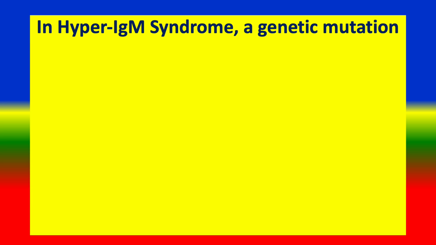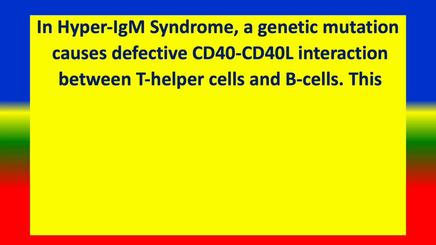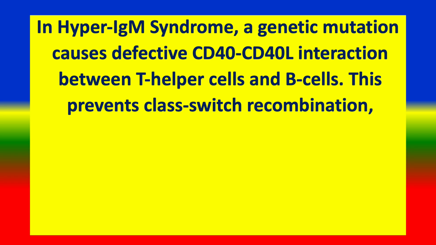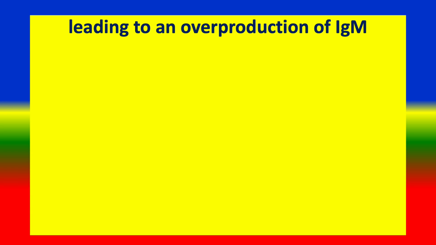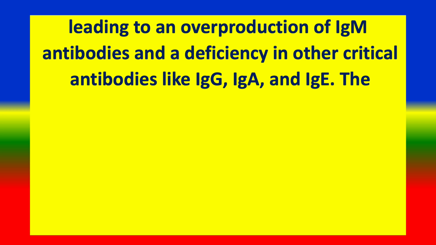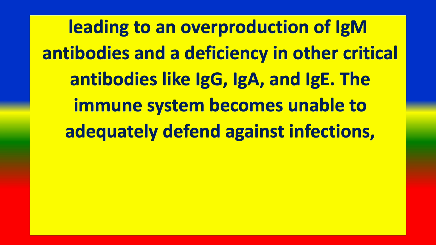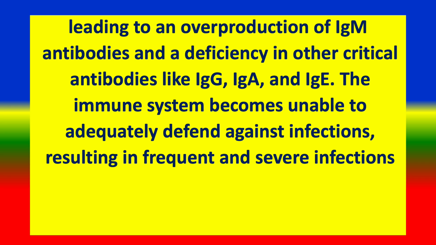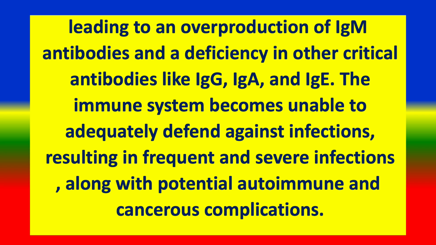In hyper IgM syndrome, a genetic mutation causes defective CD40L interaction between T helper cells and B cells. This prevents class switch recombination, leading to an overproduction of IgM antibodies and a deficiency in other critical antibodies like IgG, IgA and IgE. The immune system becomes unable to adequately defend against infections, resulting in frequent and severe infections along with potential autoimmune and cancerous complications.